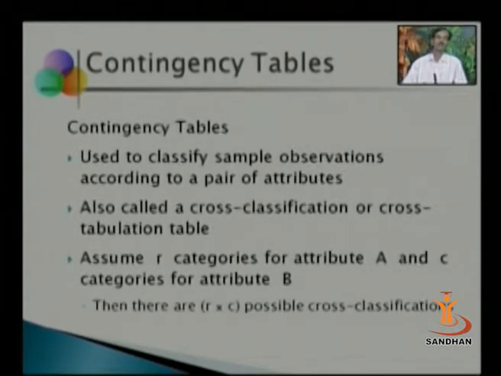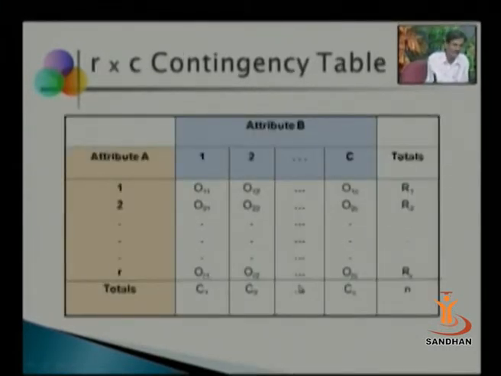So suppose we have two attributes, A and B, categorized into R categories and C categories respectively. So attribute A is classified into R categories, attribute B is classified into C categories. In this way we have this type of table, that is an R by C table. This table is known as R by C contingency table. Here we have values at the intersection of each cell.